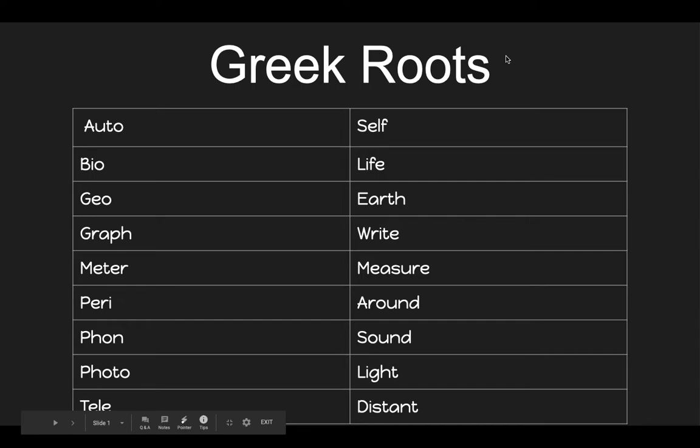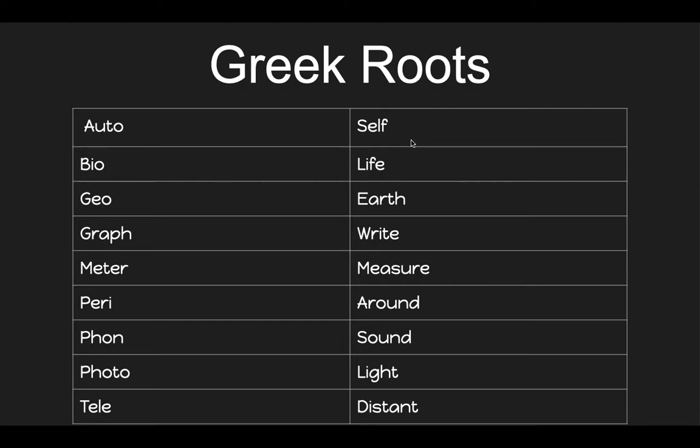Hi guys, today we're going to be exploring Greek roots. There are a lot of roots this week, and we are going to practice understanding what each root means so that we can help ourselves figure out what new words are when we encounter them, specifically within our reading. So we're just going to go through each root. On the left is the root, and then on the right is what that root means.